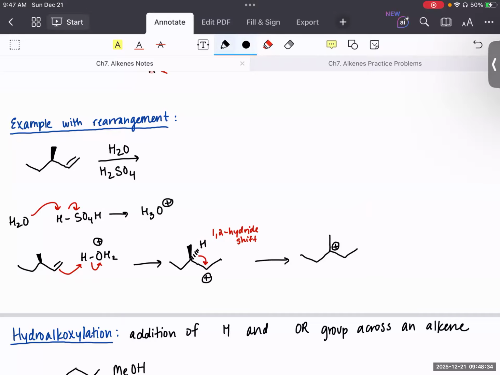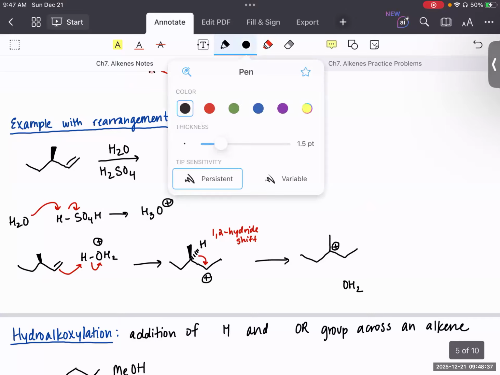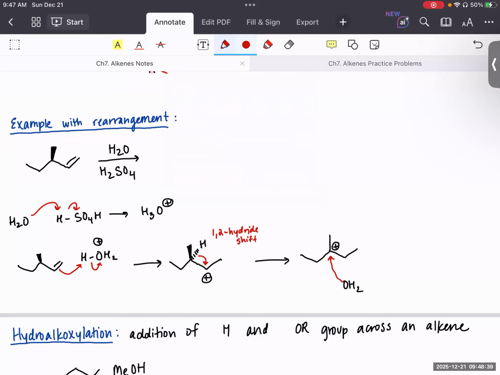All right, next we have the water molecule come in, OH2 comes in. And so we end up getting OH2 plus here. And I'm not showing any stereochemistry here. Technically we have the same molecule regardless of whether they're wedged or dashed because they both have ethyl groups. But again, whenever we proceed through a carbocation intermediate, we never want to show stereochemistry because it can either be wedged or it could be dashed.